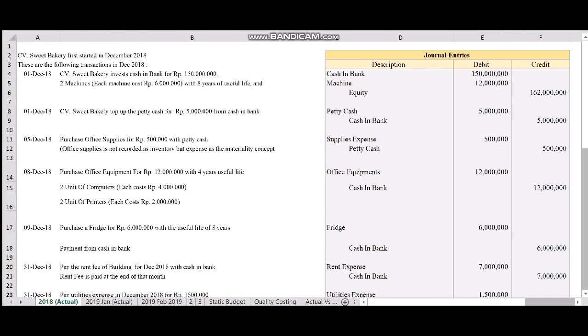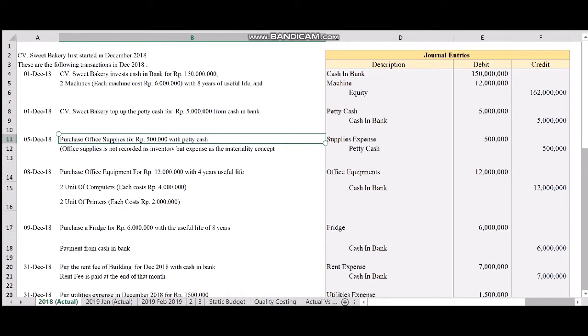The first journal entry is cash in bank and machine to equity. These are the nominal. Next, Sweet Bakery tops up the petty cash for 5 million from cash in bank. The journal entry is petty cash to cash in bank for 5 million.